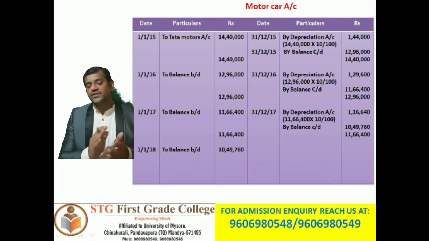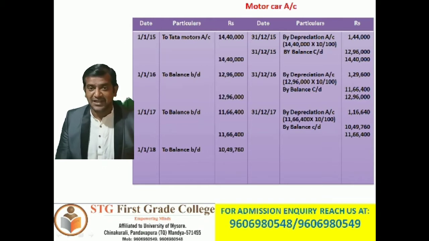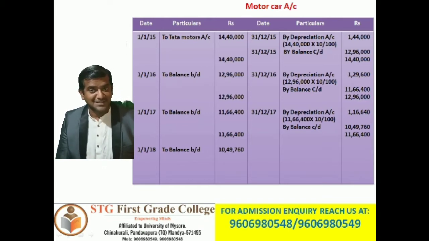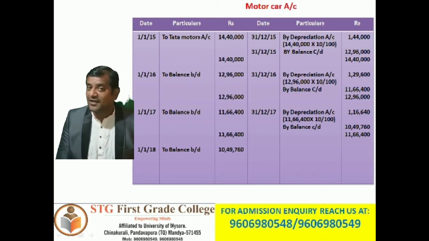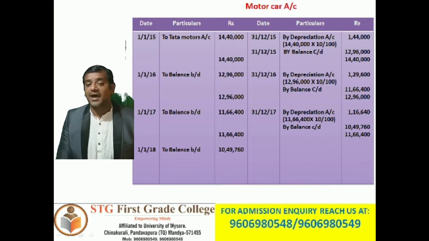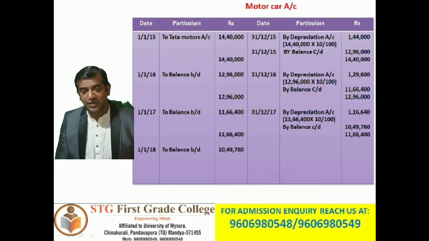11,66,400. So both the side total 12,96,000. So next year, third year, brought down the balance figure, that is on 1/1/2017, to balance brought down. So the balance brought down amount 11,66,400. How much?